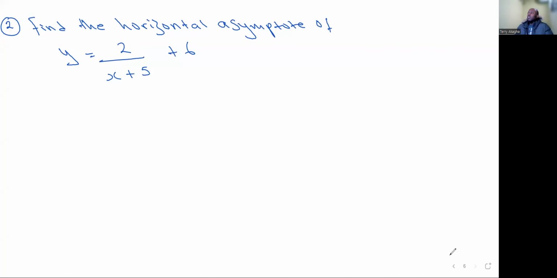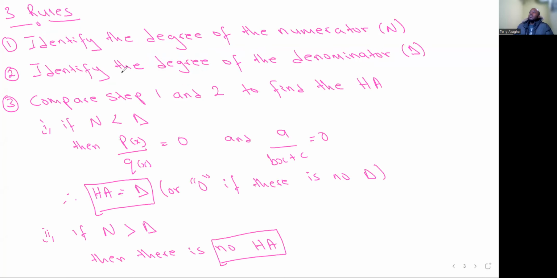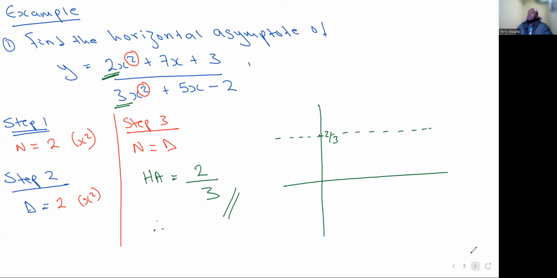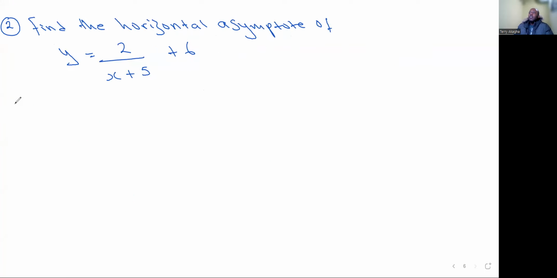All right, so let's do this. Let's go back. Step 1, we need to identify the degree of the numerator. In this case, like I always say, when you have a constant, it's basically x raised to the power 0. There's an x there because anything raised to the power 0 is equal to 1. So the degree of the numerator here, the n, is going to be equal to 0.